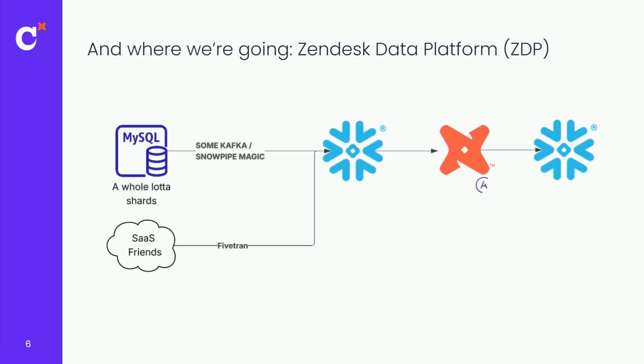And that is the Zendesk Data Platform. This is ZDP. So again, same data sources, with these MySQL shards, along with a few event streams that we have coming directly out of the product. Our SaaS friends, those are all still there. But more or less, we are doing similar things, using Fivetran now instead of our bespoke Airflow connectors. And we're landing it directly into Snowflake.